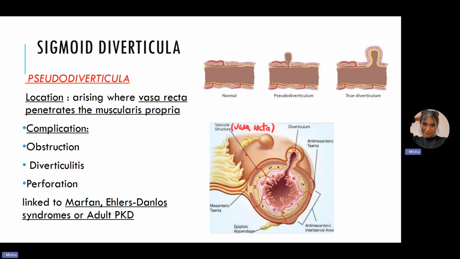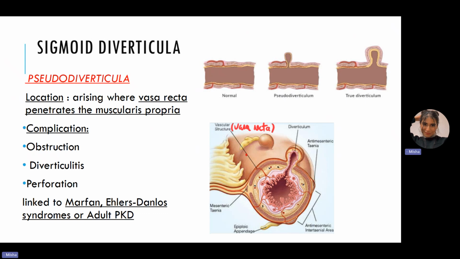So first of all, let's talk about the epidemiology. It is present in 40% of the population, and the one thing that they really love to do is linking different diseases. So, for example, what disease would you see sigmoid diverticula in? For example, syndromes: it would be Marfan syndrome, it can be Ehlers-Danlos syndrome, it can be adult polycystic kidney disease in which you would see colonic diverticula.